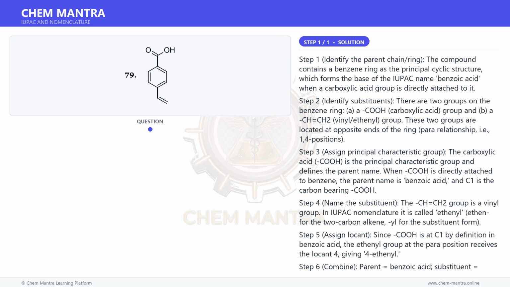Step 4. Name the substituent. The CH=CH2 group is a vinyl group. In IUPAC nomenclature it is called ethanol, ethane, for the 2-carbon alkene, while for the substituent form.